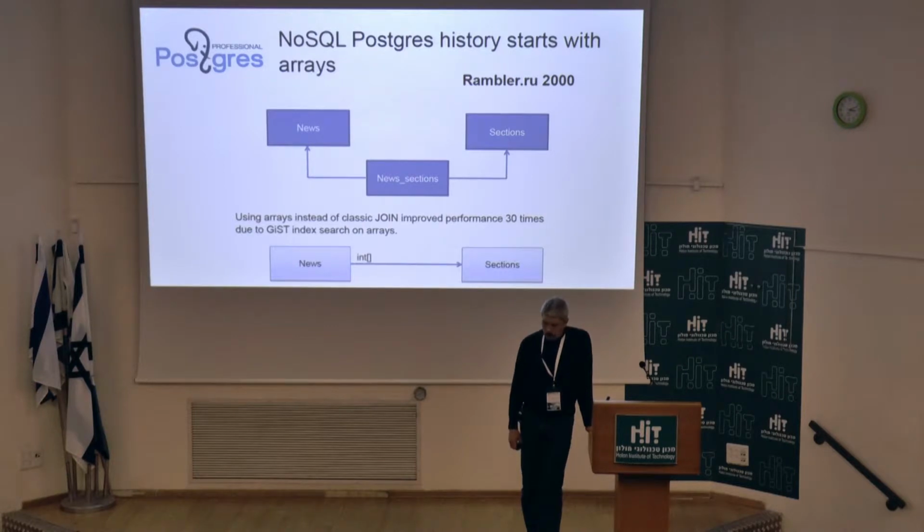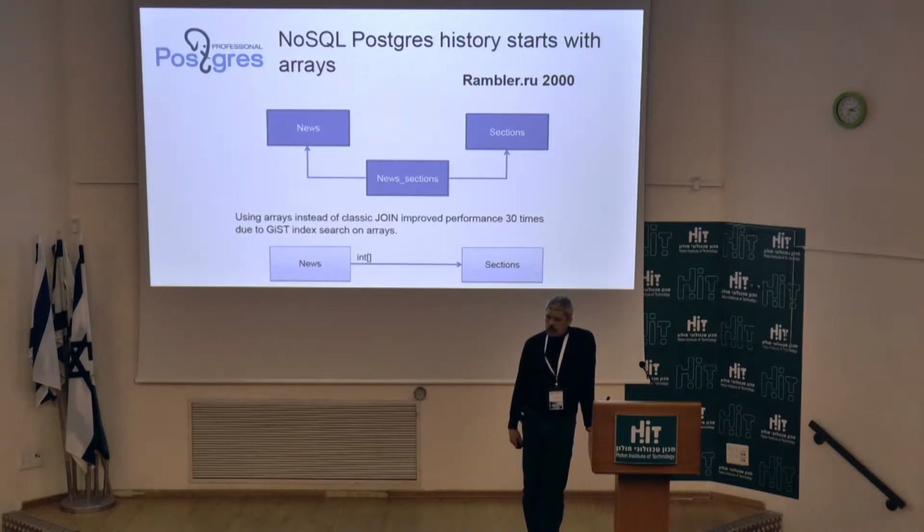The NoSQL story of Postgres started when Oleg and I worked at Rambler. It was the number one internet portal in Russia at the beginning of the century, and it was built on Postgres. There was a news service, and there was a typical join between two tables. This join was slow. It was the 6th version of Postgres at that time.